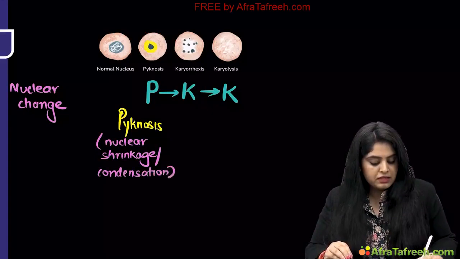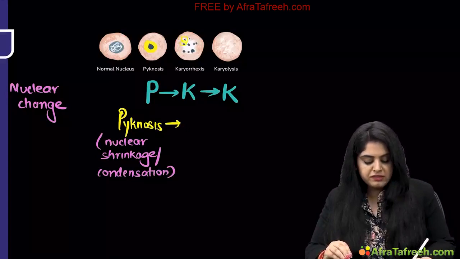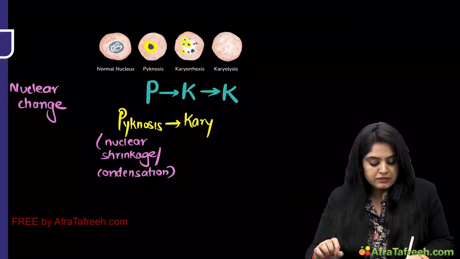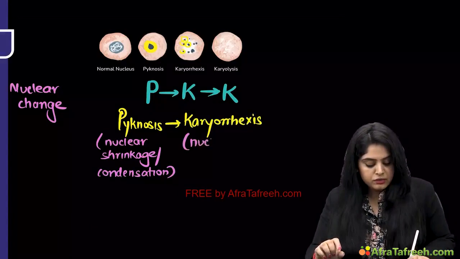Coming to the next. Look at the next change that has happened, guys. The nucleus has broken into pieces. Finally, a bomb blast has happened in the nucleus. I refer to it as karyorrhexis. That is known as karyorrhexis. Can I just put it in simpler words? That is going to be nuclear fragmentation. That is referred to as nuclear fragmentation.